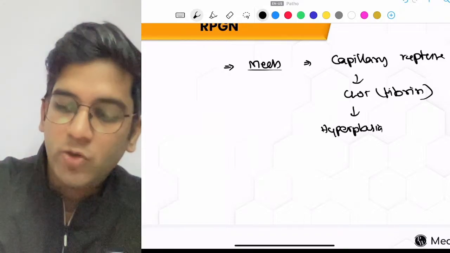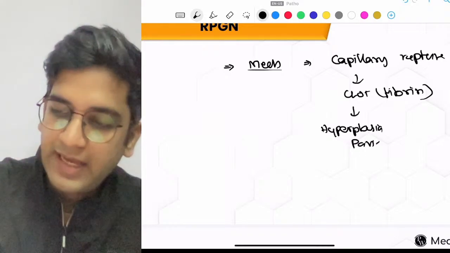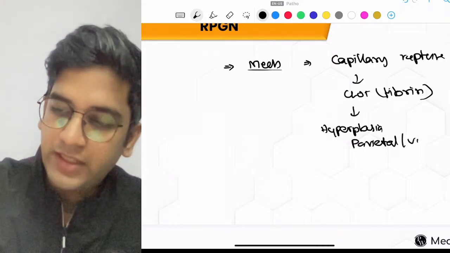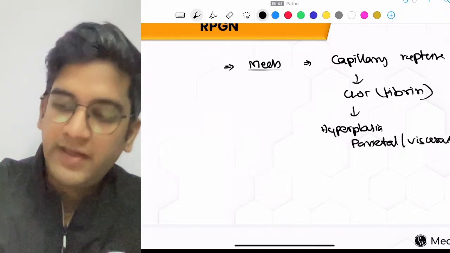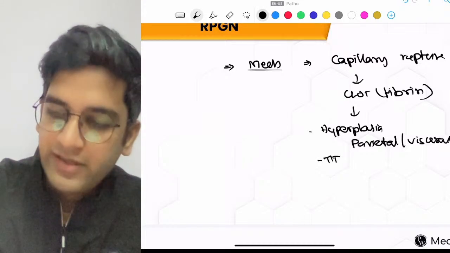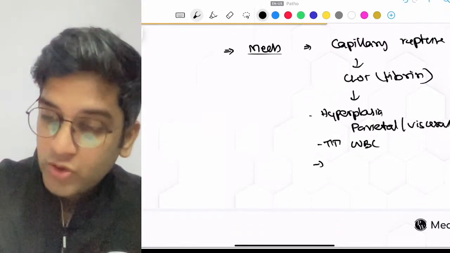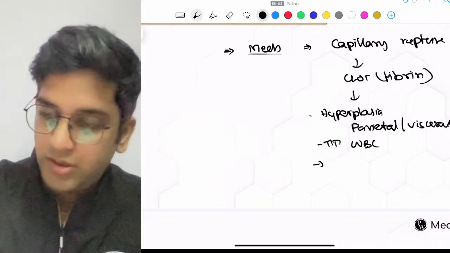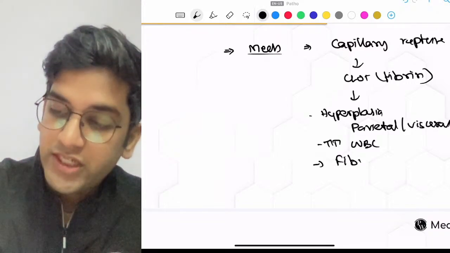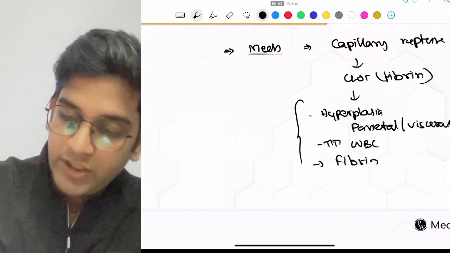What are the cells which line the Bowman's? We call them parietal and visceral epithelium, right? So the parietal epithelium and the visceral epithelium undergo hyperplasia. There will be a little bit of increase in WBC because of the rupture of the membrane and the rupture of the capillary, and I'll also end up having your clot, the fibrin. So this is going to occupy the Bowman space.